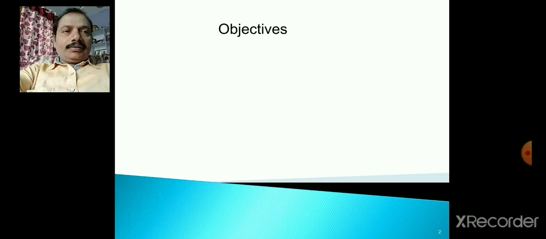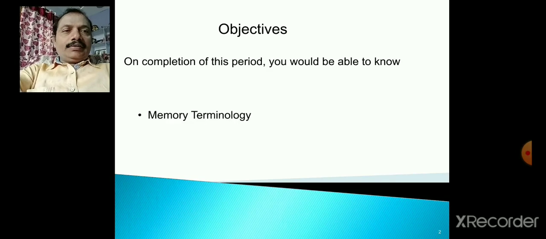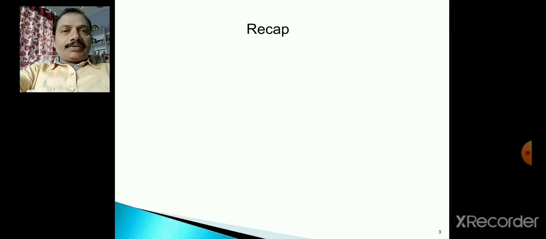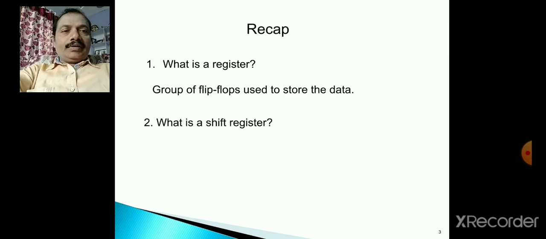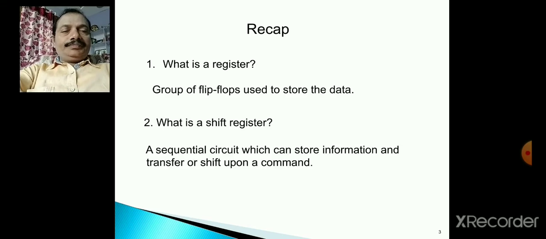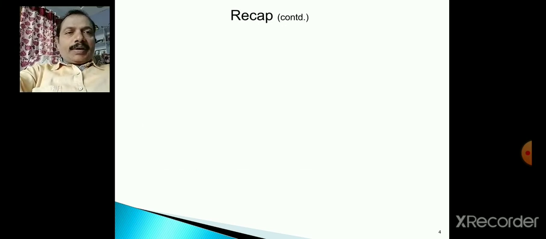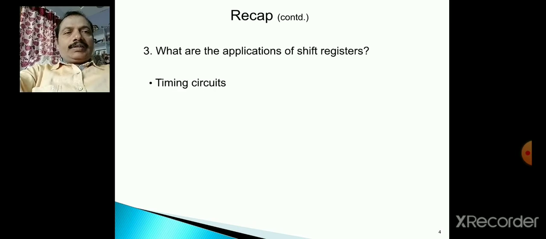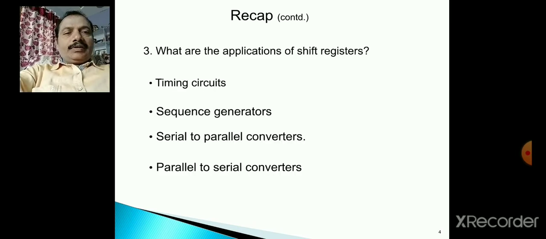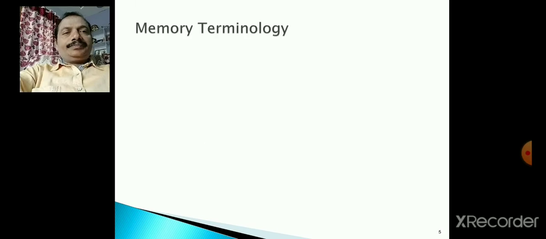Today, now let us discuss memory and memory related terminology and the types of memories available to us. So what is a register? A register is a group of flip-flops. What is a shift register? A sequential circuit which can store information and transfer or shift it upon a command. What are the applications of shift registers? Like this, we have studied all these.